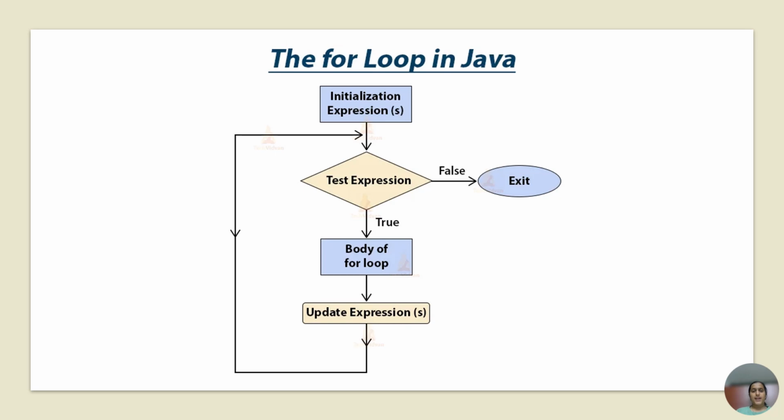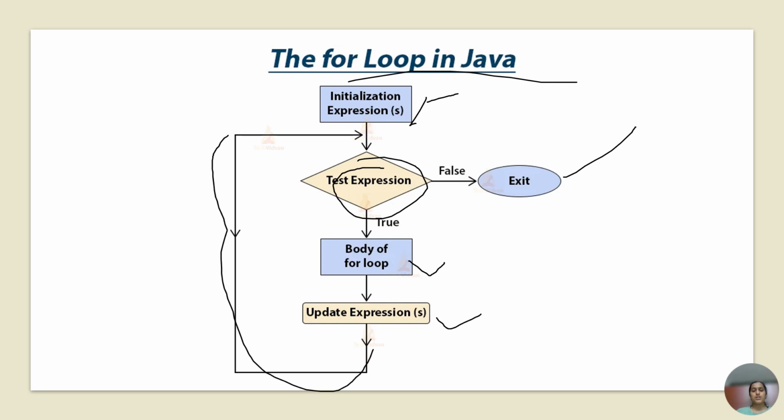This is the syntax for loop in Java. First comes the initialization expression. Then it comes to the test expression. If the test expression is false, the statement directly exits. If the test expression is true, then it comes to the body of the loop, body of for loop. Then next it updates the expression, then the same procedure follows.